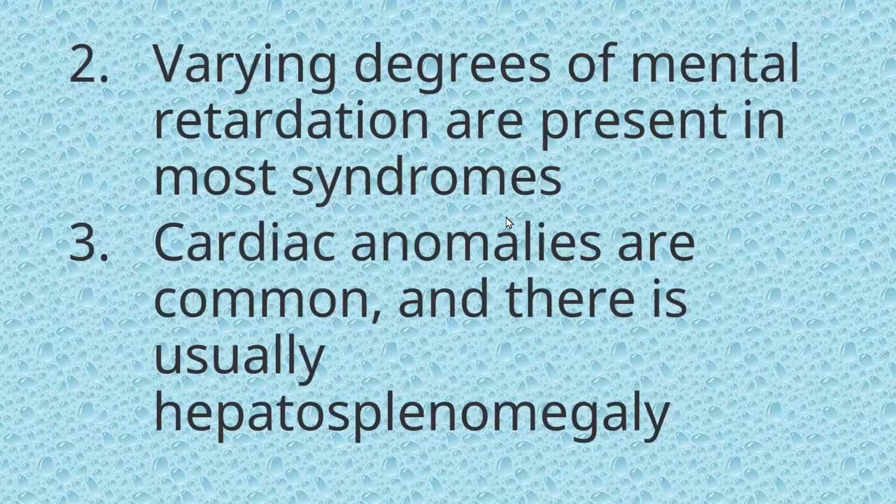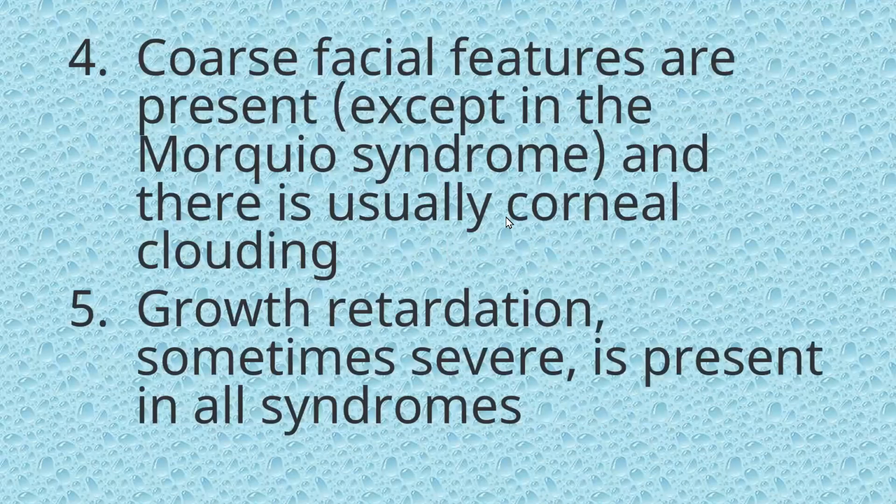Varying degrees of mental retardation are present in most syndromes. Cardiac anomalies are common, and there is usually hepatosplenomegaly. They have coarse facial features. These definitely are present except in Morquio's syndrome, and there is usually corneal clouding. A number of these end up blind. Growth retardation sometimes is severe, and this is present in all syndromes.